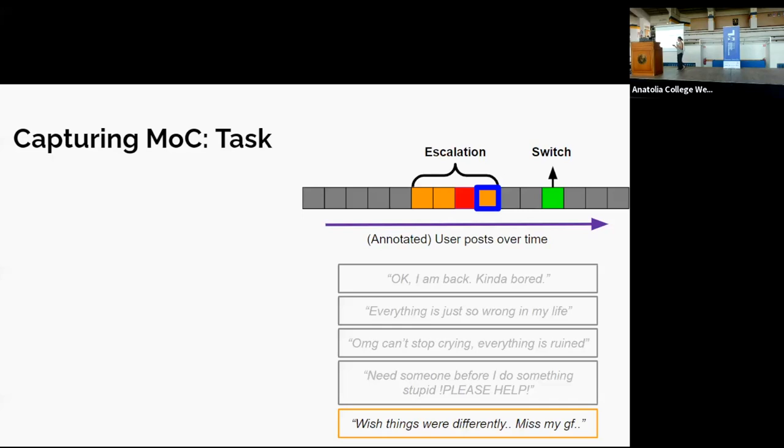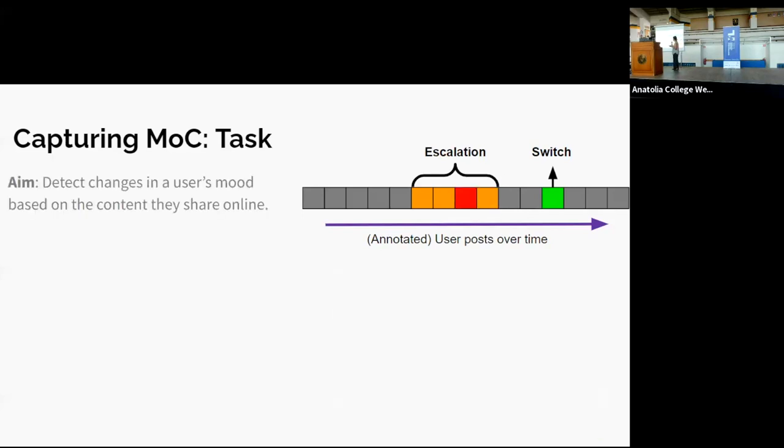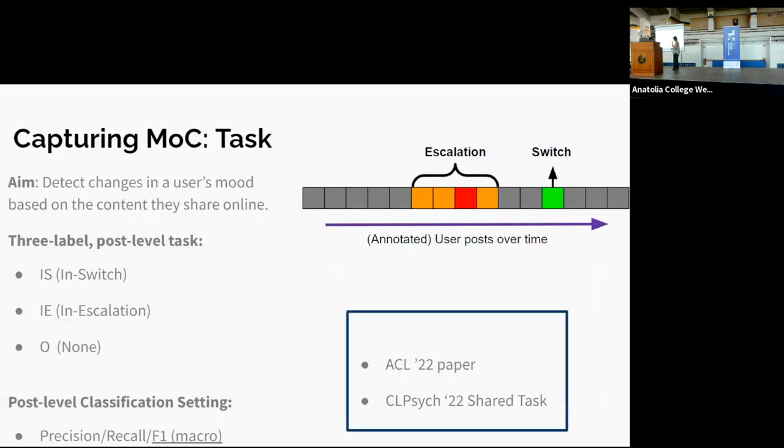So these are the kinds of things that we want to capture. We want to be able to capture these kinds of ranges. And I guess there are different ways of how you could operationalize this problem, how you formulate this as a problem. The way we decided to approach it was a three-label post-level classification task, where each post was labeled as being in a switch, in an escalation, or neither. And then the idea was to be able to identify these regions.